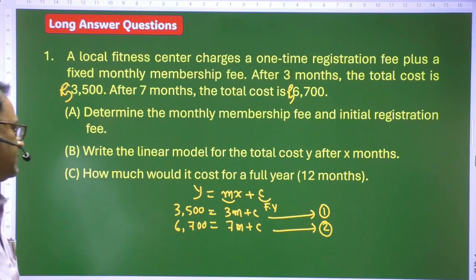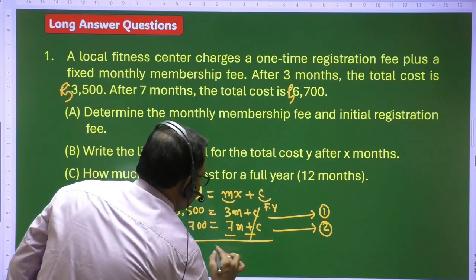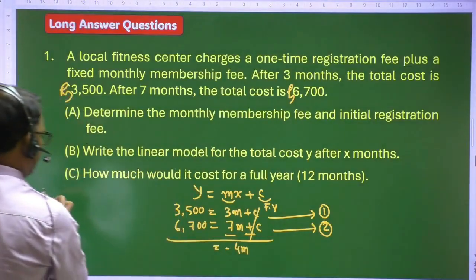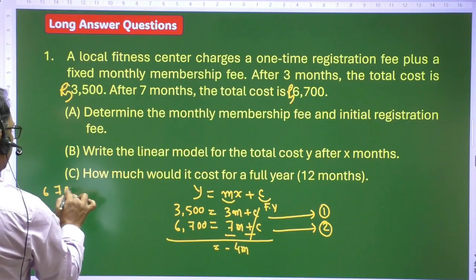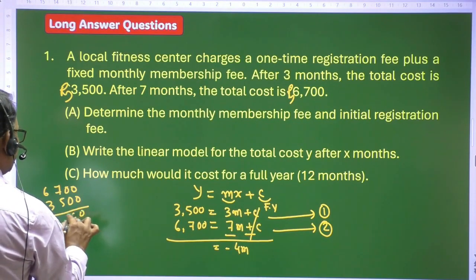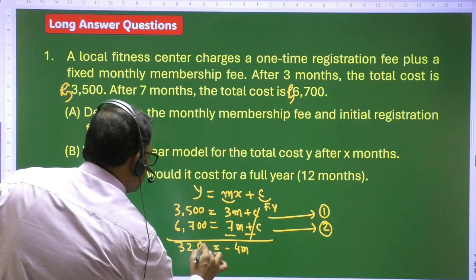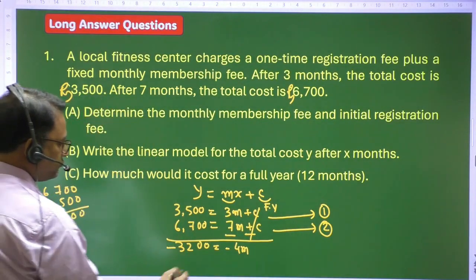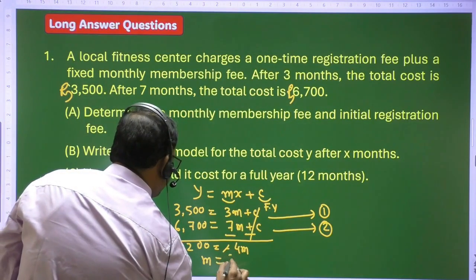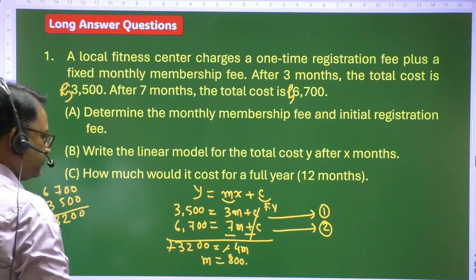Obviously we can calculate, just do the subtraction. What we get, the c's cancel out, 3 minus 7 is minus 4m, and here we have 6700 minus 3500, so 3200 with a negative sign. Negative, negative cancel out, m is equal to 800. So you have got the m value.